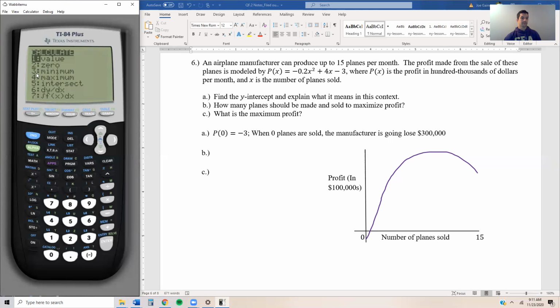What I can find here is a bunch of different options, and all of these find different things on the graph. What we're looking for is a maximum, a relative maximum. So we're going to go down and select 4. It's going to say left bound and give me a question mark.